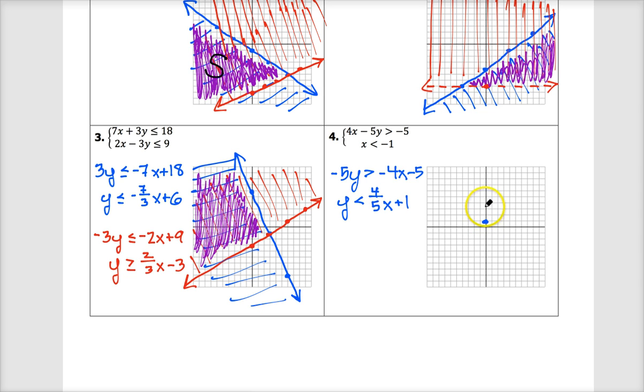So this is what that first line is going to look like. And we're going to connect those with a dashed line. And our shading is below the line.